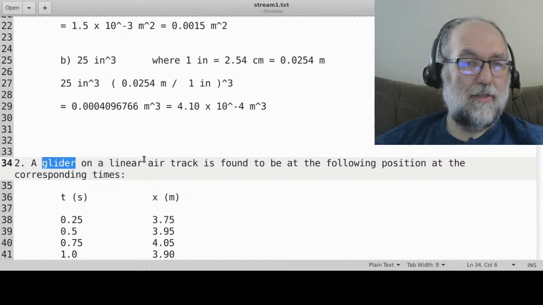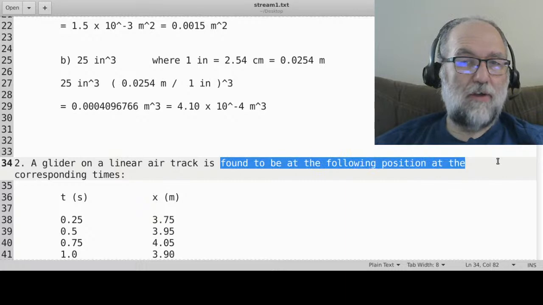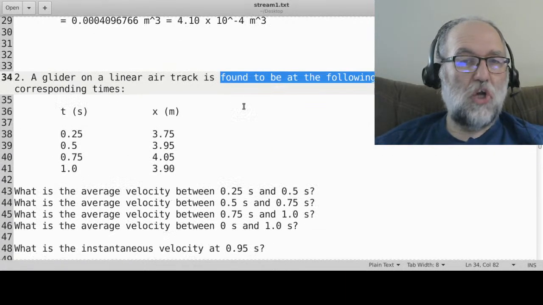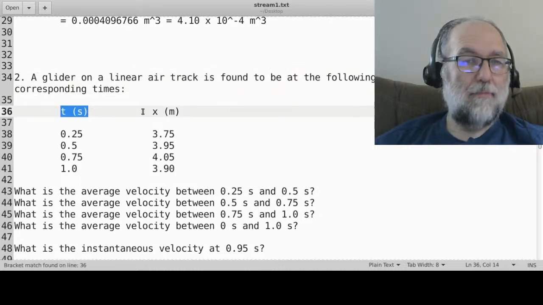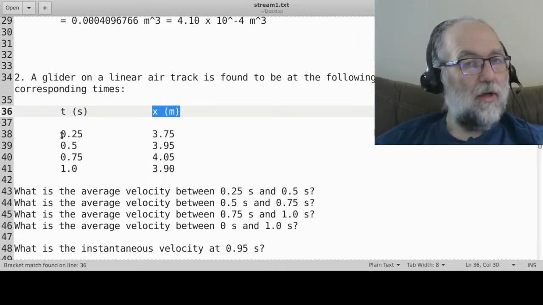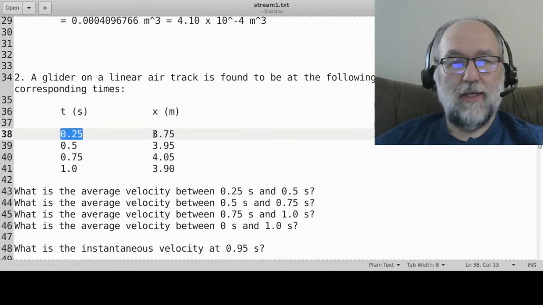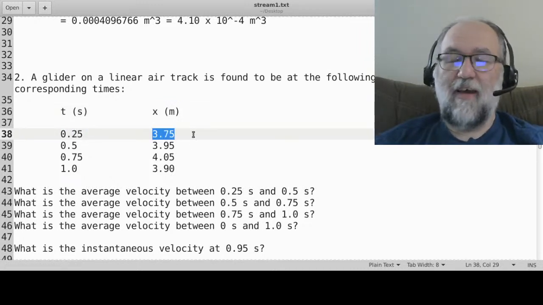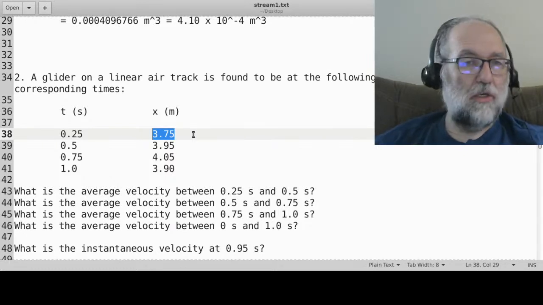Okay, so you've got a glider on a linear air track, and it's found to be at the following positions at the corresponding times. So you get this chart here, and here's the time, and here's where it is. From some reference point, I didn't draw a picture, but at 0.25 seconds, it's at 3.75 meters from some reference, from the origin.